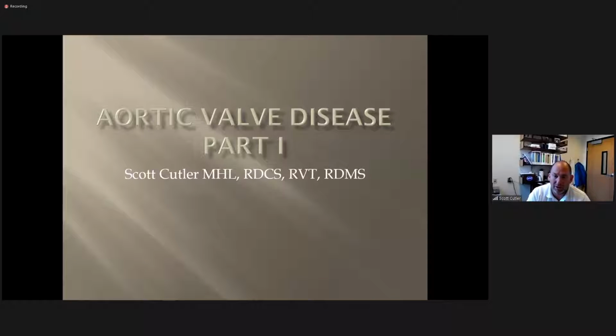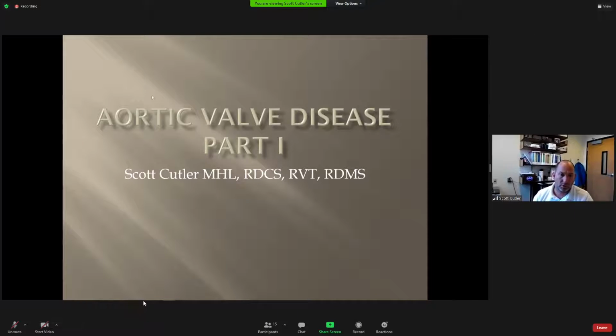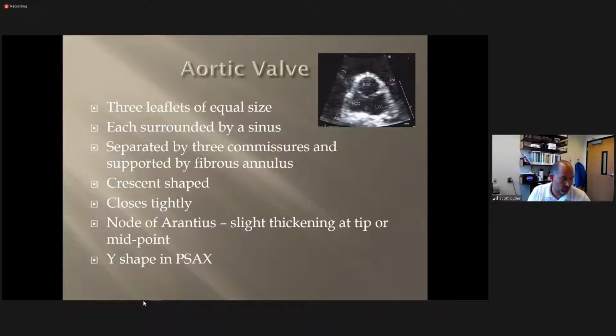That's not what we do in echo. If people want to do that, they can go to a different echo program. In my program, I want techs to come out knowing what they're doing. We call the difference between picture takers versus people that are looking for pathology, because just taking pictures doesn't mean that you're showing or not showing the right processes that are going on. On that note, let's talk about the aortic valve. This first part is going to be particularly for aortic stenosis. Tomorrow we will discuss aortic regurgitation.